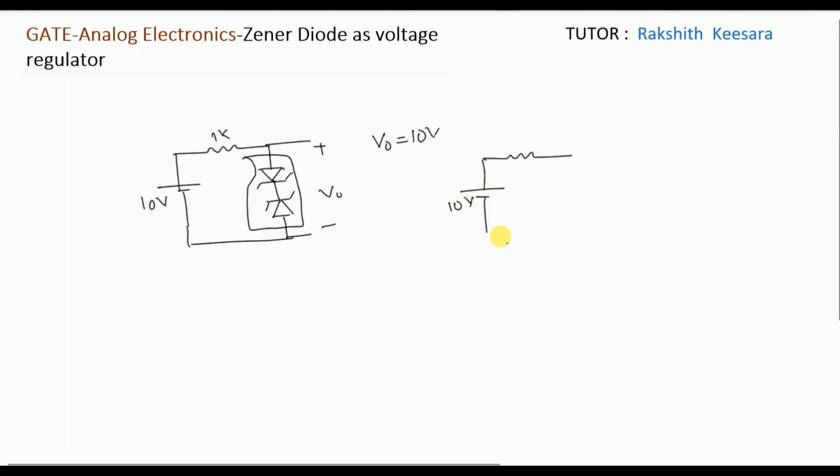10 volt, 1 kilo ohm. See, I open circuited the leg. For this leg to be in on condition, this Zener diode should be in forward bias because positive is connected to P terminal, negative is connected to N terminal for this Zener diode. So this should be in the reverse bias.